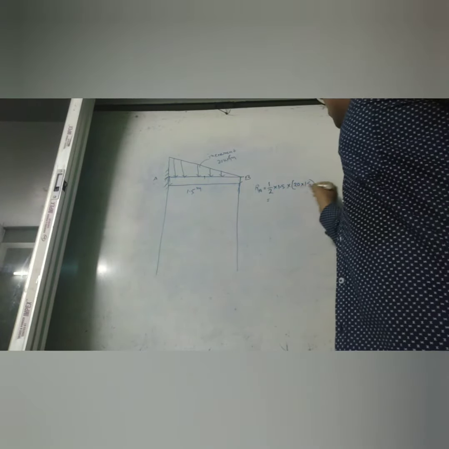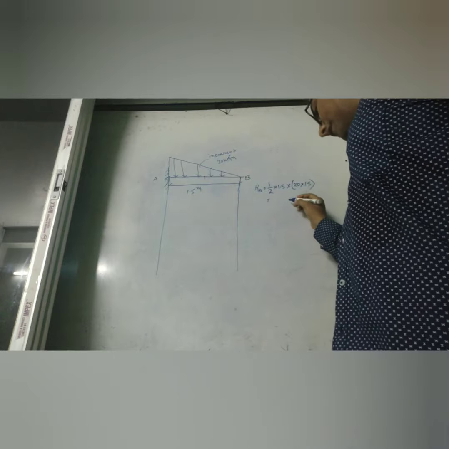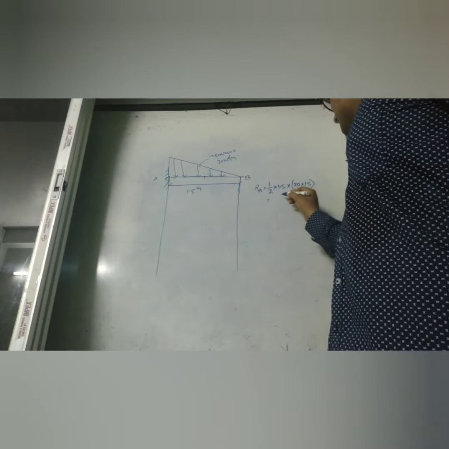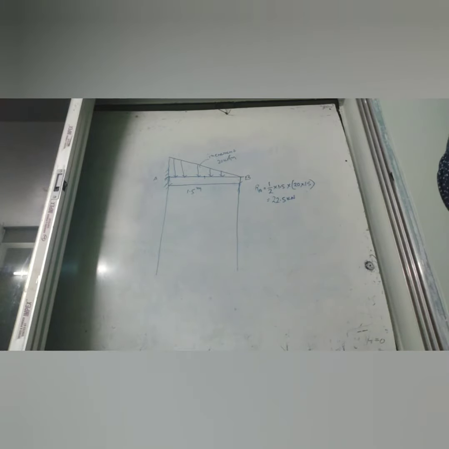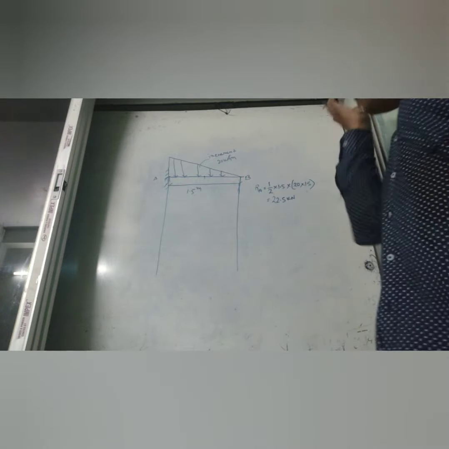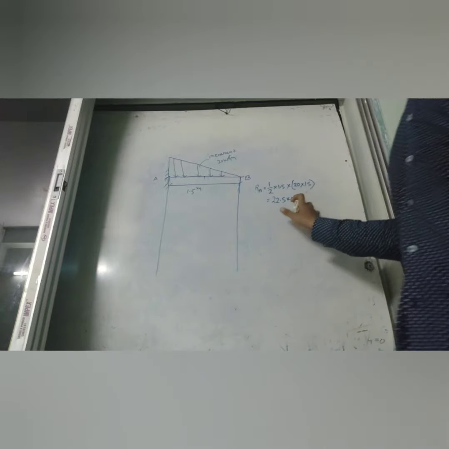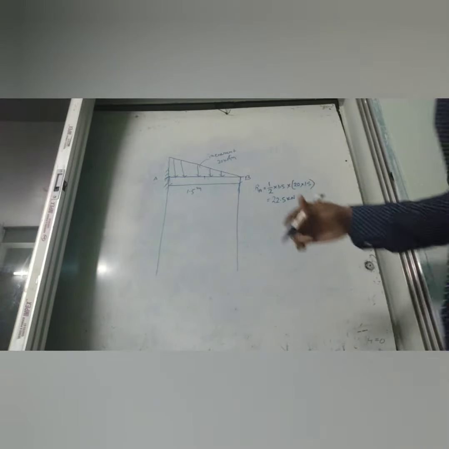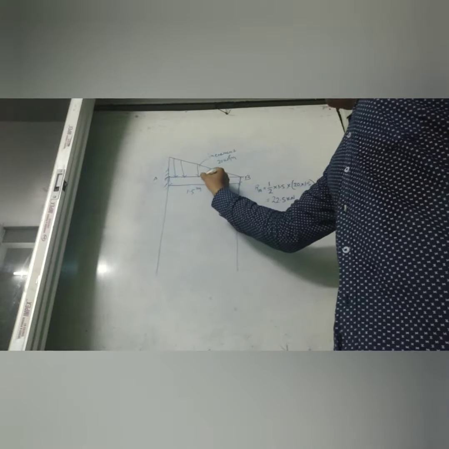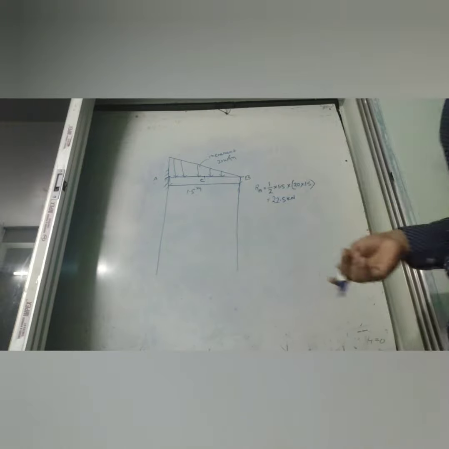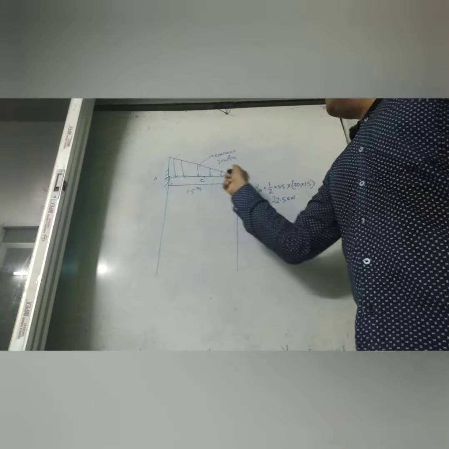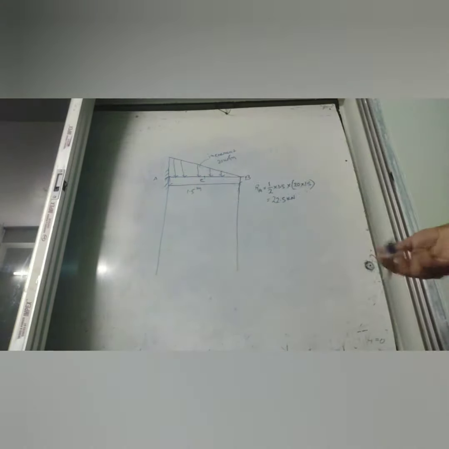So what is the answer? 1 by 2, 1.5 into 20 into 1.5. Our answer is 22.5 maybe. You can check on the calculator. Okay, 1.5 into 20 into 1.5, 22.5 kilonewton, because in case of shear force only the force unit is given, 22.5 kilonewton. This is AB and I will give the point the name C, which is the midpoint. This is the middle point, meaning the length of the point is 0.75 from the B side and 0.75 from the A side also.